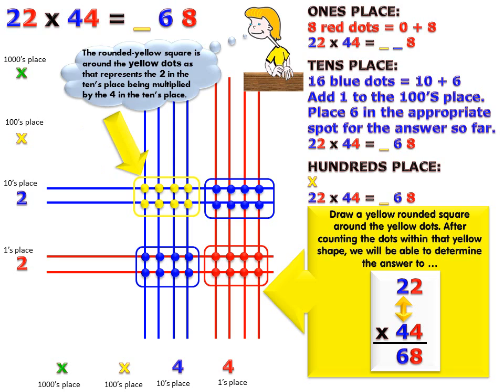The rounded yellow square is around the yellow dots, as that represents the 2 in the tens place being multiplied by the 4 in the tens place. And of course 10 times 10 equals 100, so that's why these yellow dots are in the hundreds place.